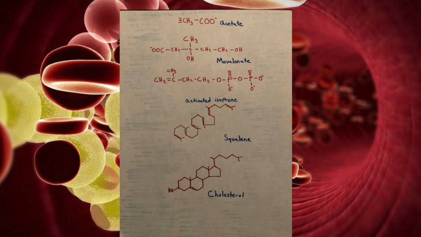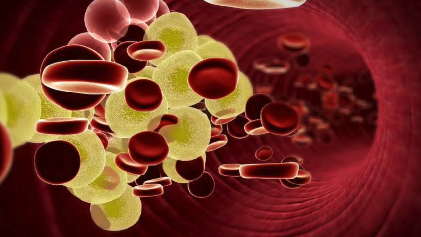The condensation of 3 acetate units to form a 6-carbon intermediate, mevalonate. The conversion of mevalonate to activated isoprene units. The polymerization of 6 5-carbon isoprene units to form the 30-carbon linear squalene. And the cyclization of squalene to form the 4 rings of the steroid nucleus, with the many oxidations and the removal or migration of methyl groups to produce cholesterol.